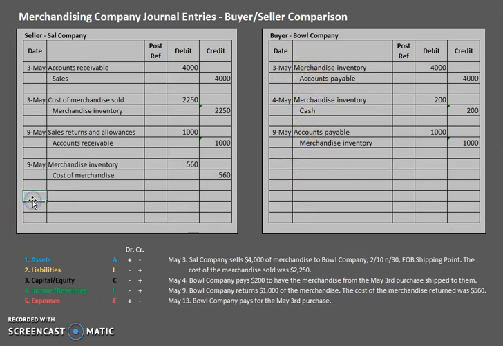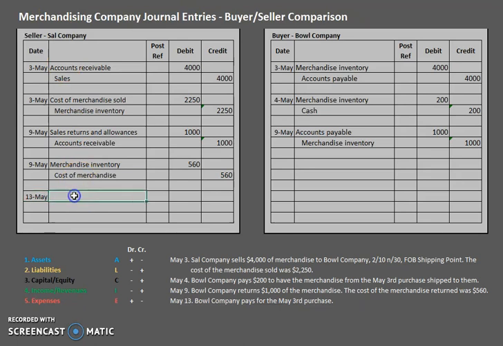Okay, let's take a look at this next one. This purchase. There we go. Okay, so now we're going to actually pay for the May 3rd purchase. So on the seller's perspective, what happens when we are being paid? Well, we are receiving cash, which would increase cash. And we are also going to have to decrease the amount that we were previously owed. So I'm going to actually move down here. I'm going to put in accounts receivable to decrease that accounts receivable we were previously owed.